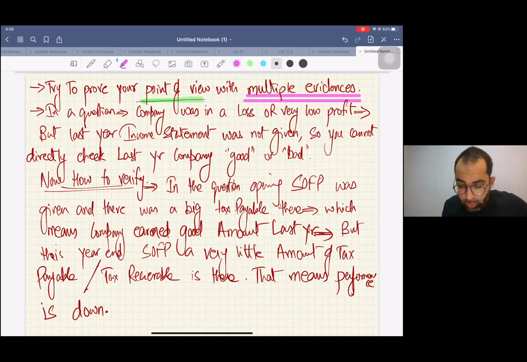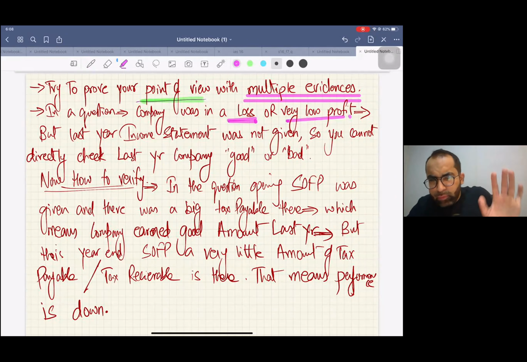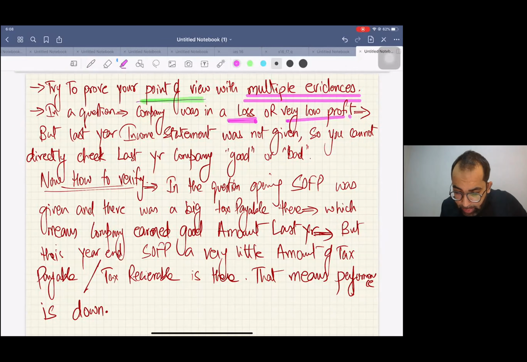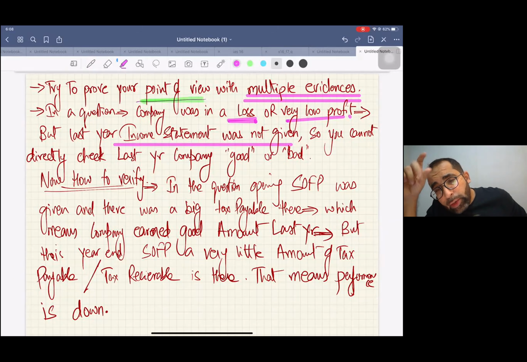In a question, this was a real question, the company was in loss or very low profit in the current year. But last year's income statement was not given. Now, how can you predict the last year's profit? What happened last year? It's not given in the question, so you need to dig down that information. How can you dig down? Through the balance sheet.